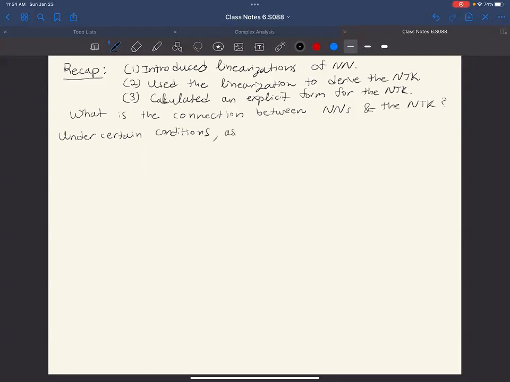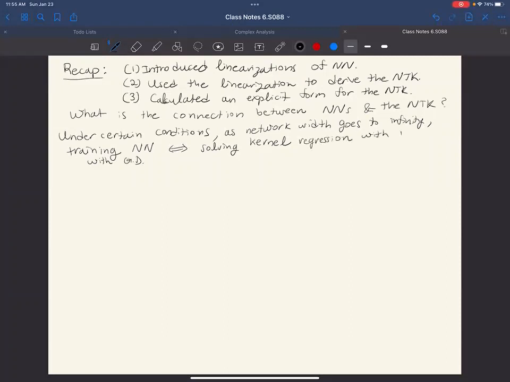As network width goes to infinity, training a neural network with GD, gradient descent, is equivalent to solving kernel regression with the NTK. So this is an equivalence that actually holds as the width goes to infinity.